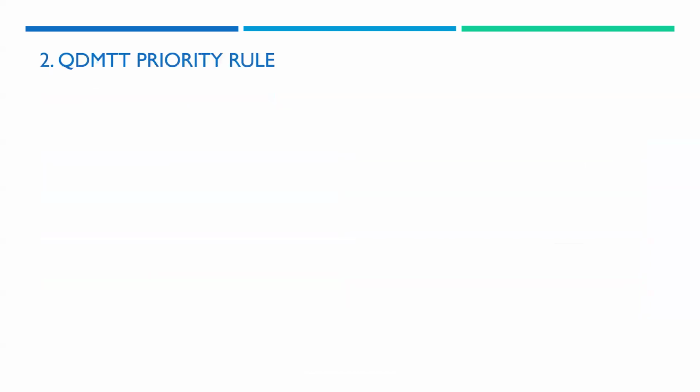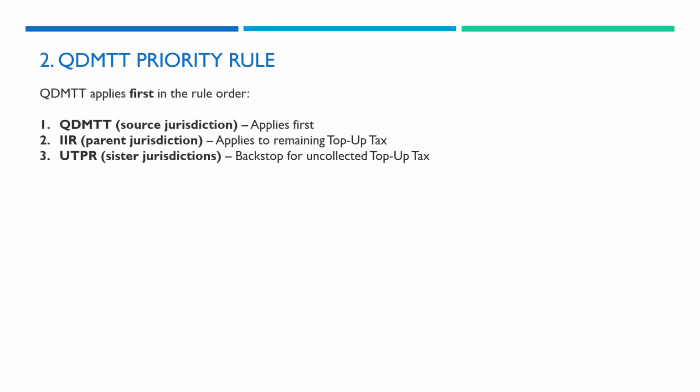Fine. So, QDMTT priority rule. You know that QDMTT gets priority before IIR and UTPR. So QDMTT applies first in the rule order: QDMTT by the source jurisdiction, IIR by the parent jurisdiction, UTPR by the sister. So UTPR is only a backstop for uncollected top-up tax after these two steps.